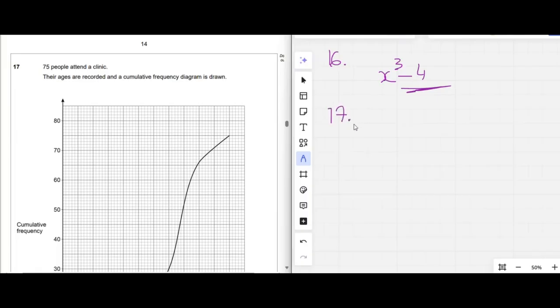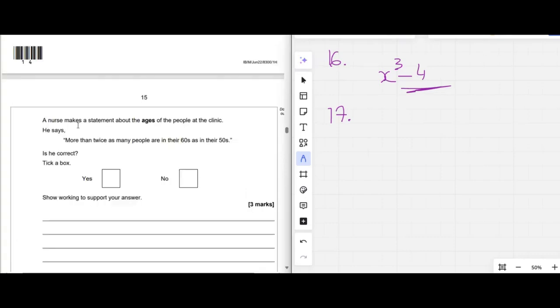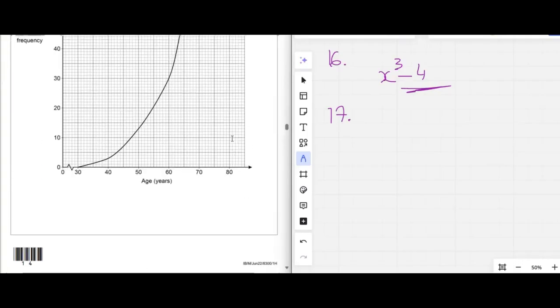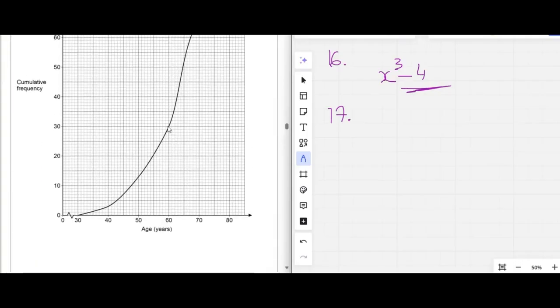Next one. 75 people attend a clinic. Their ages are recorded and a cumulative frequency diagram is drawn. A nurse makes a statement about the ages of the people. He says more than twice as many people are in their 60s as in their 50s. Is he correct? Twice as many in 60s than in 50s.